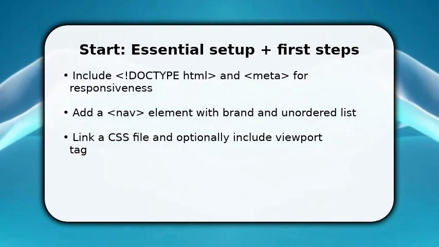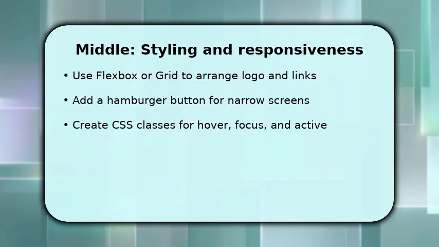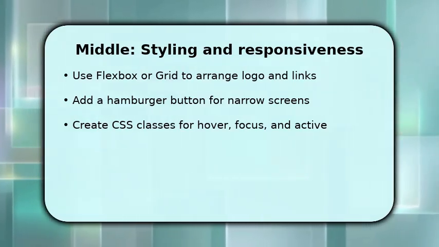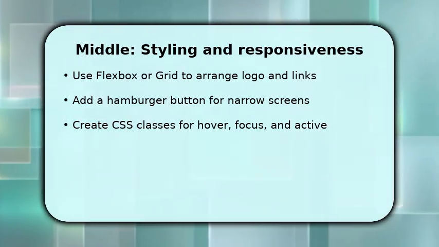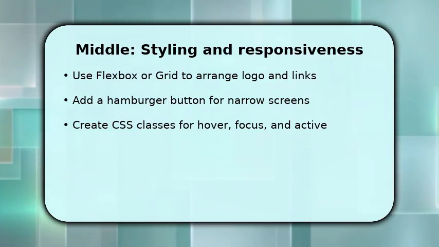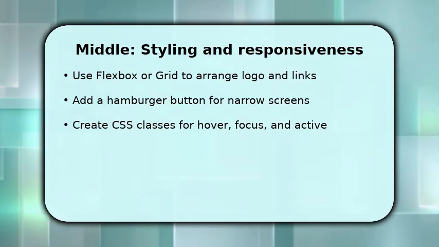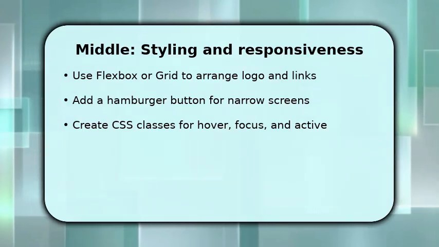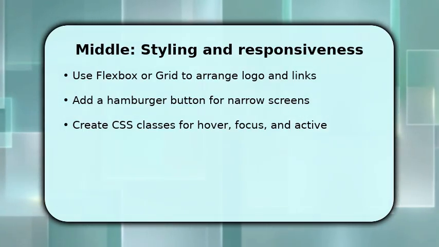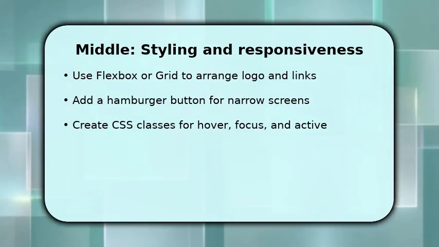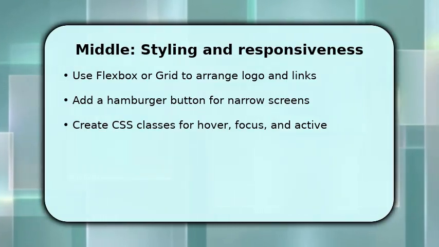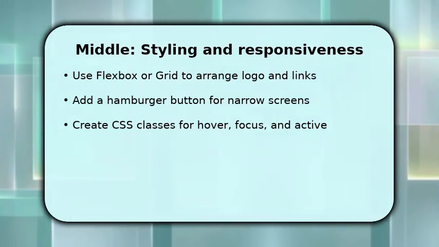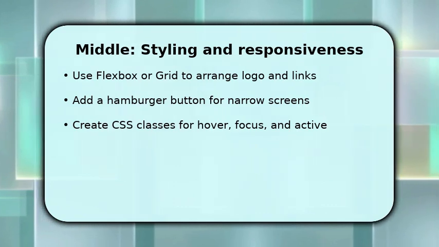Now you style and make the navbar responsive. Use Flexbox to align the brand and links horizontally and set gap, padding, and background for contrast. Add a hamburger button hidden on wide screens and toggle it with a class. Use media queries to switch layout at desired breakpoints. Make sure to include accessible focus and aria attributes. Once the responsive rules and transitions are applied, test resizing and keyboard navigation to confirm predictable behavior.